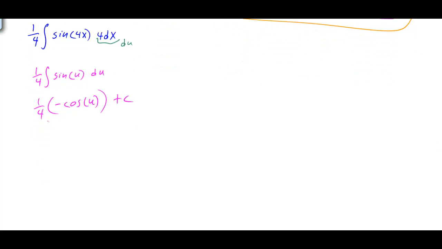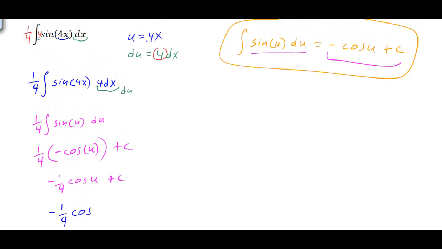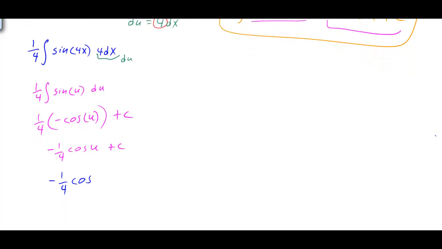So we can actually simplify this. 1/4 times the negative, so that would just be a negative 1/4 cosine of u plus c. And your final step, we want to substitute back in. We have negative 1/4 cosine of u. Well, our u, if you recall, is the 4x. So that would be negative 1/4 cosine of 4x plus c.